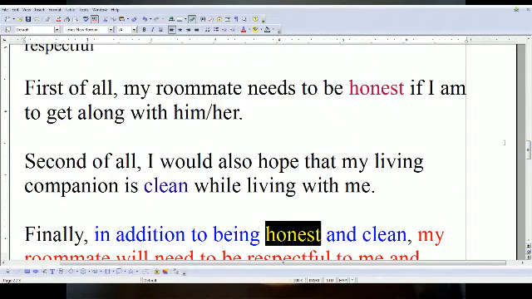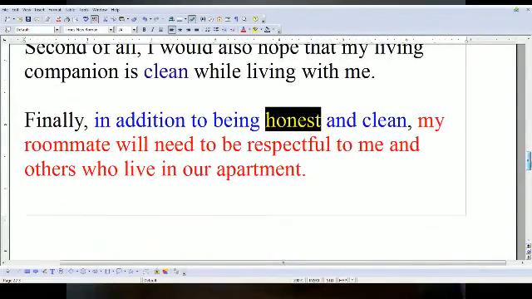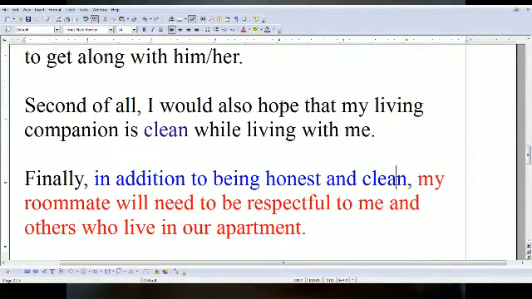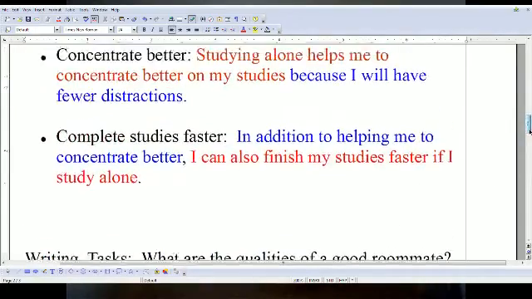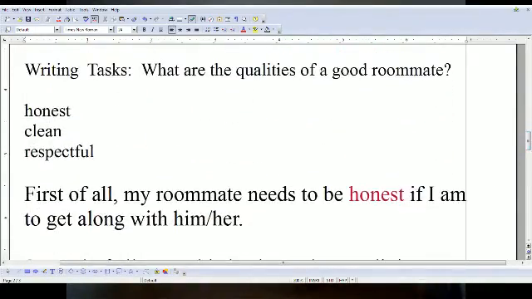You see the word honest? And by saying the word clean, the writer is connecting this idea back to the previous paragraph. And then by saying my roommate will need to be respectful, right? And that goes back to the third point, and this should be mentioned in the thesis also. This goes back to the third point in the thesis.